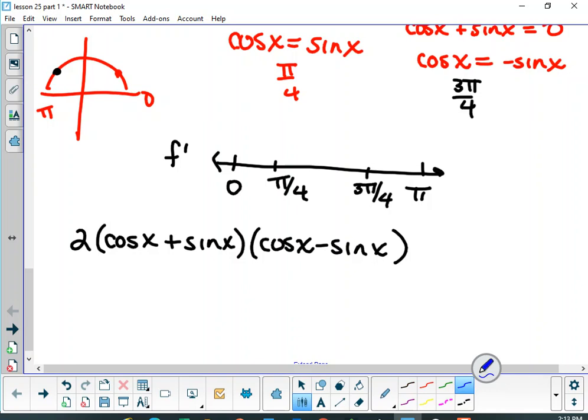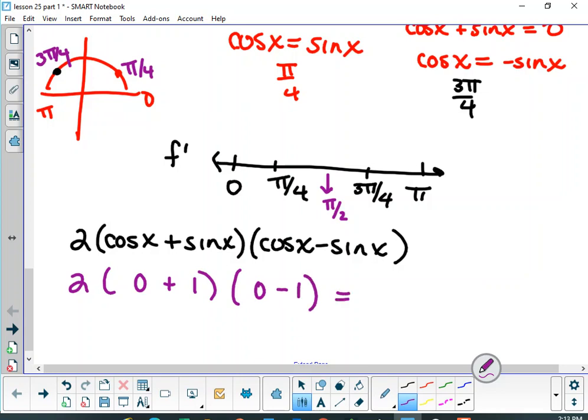So this is a little extra fun. Pi over 2 is a good middle number. If this is pi over 4 and this is 3 pi over 4, pi over 2 is a good middle number. And so pi over 2 in here will be 0 plus 1 and 0 minus 1, so that'll be a -2 if I plugged in pi over 2.